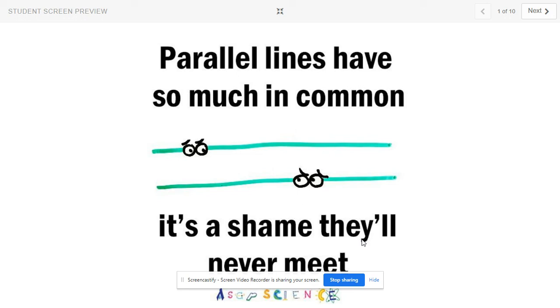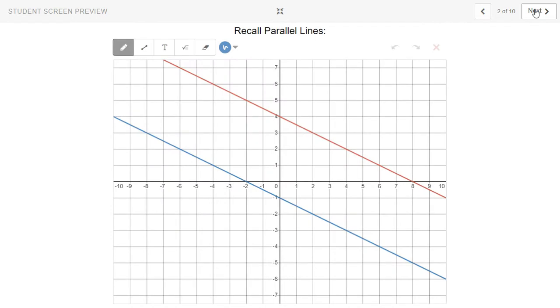Parallel lines have so much in common, it's a shame that they will never meet. Today, we are doing a lesson on parallel lines.